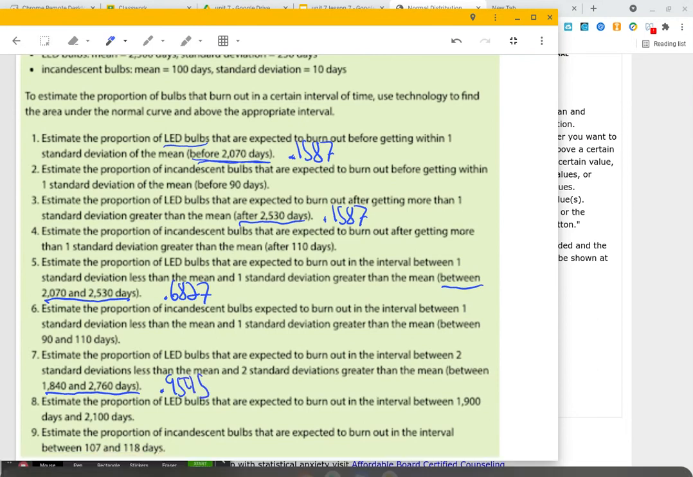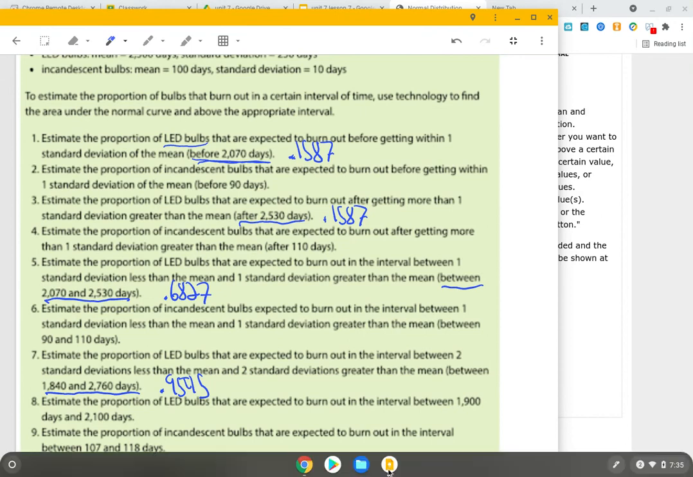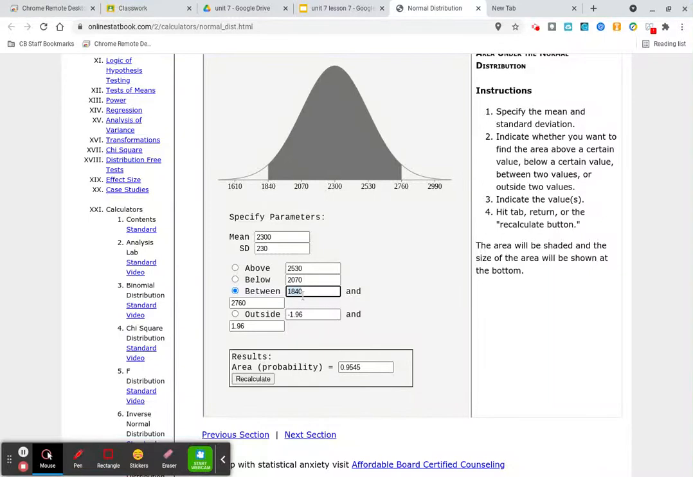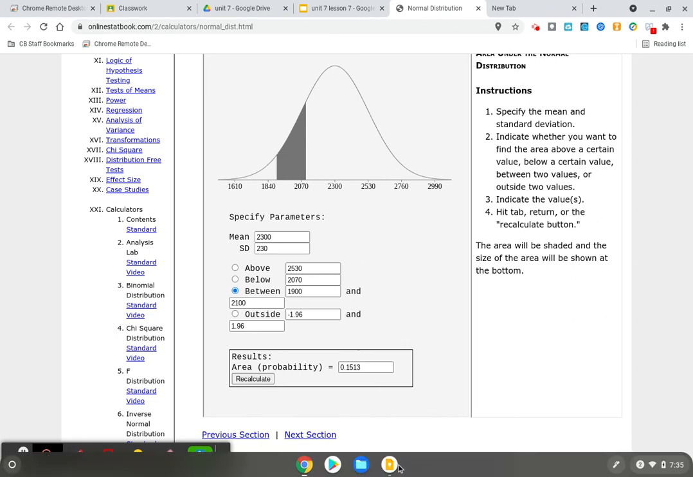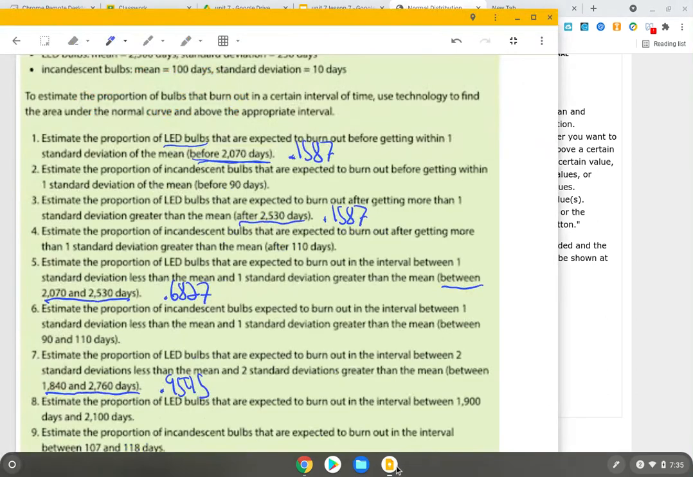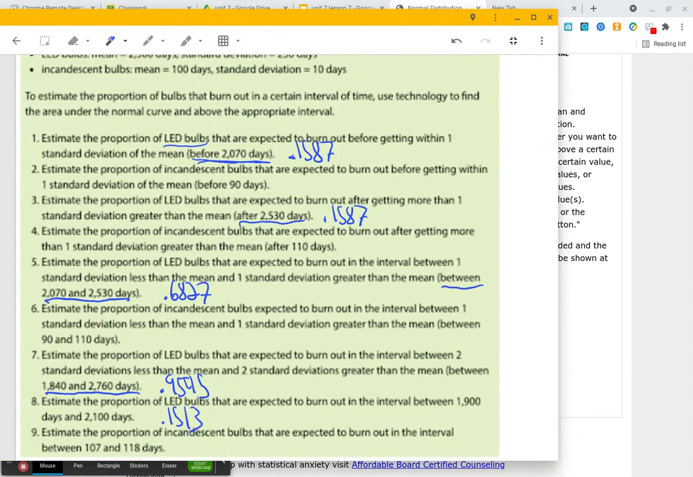And then it looks like our last one for LED is number 8. Now we're looking to burn out in the interval between 1900 and 2100. So same mean, same standard deviation, between 1900 and 2100. And there's our answer, 0.1513.